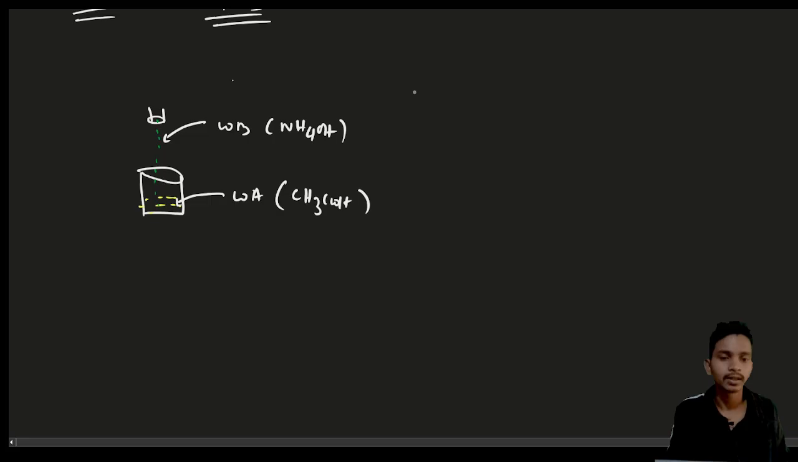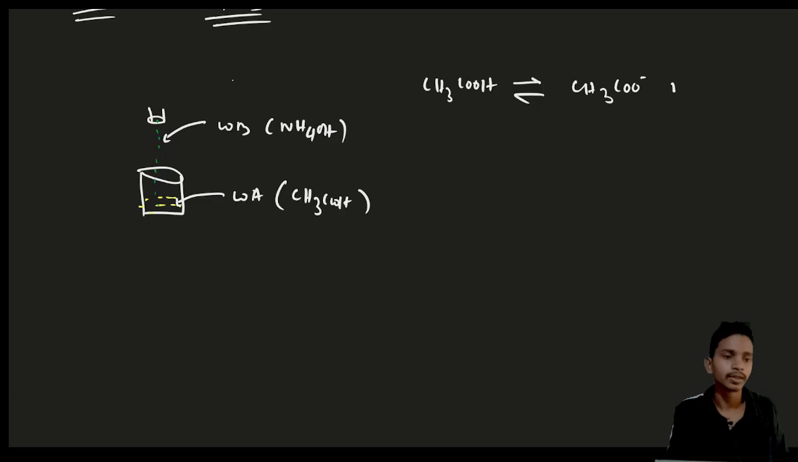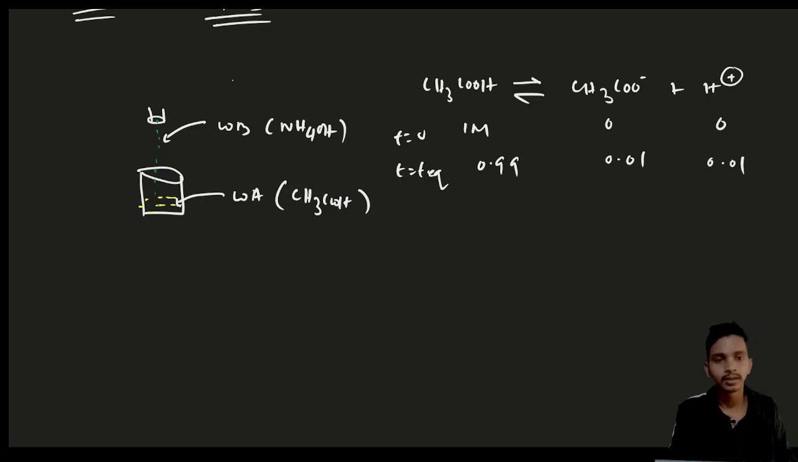Whenever CH3COOH is present, it is not completely dissociated, so it dissociates partially into CH3COO- plus H+. At t equal to 0, let's say 1 molar, 0, 0. At t equal to equilibrium, this becomes 0.99, so a very small amount dissociates. So this is present in the solution.